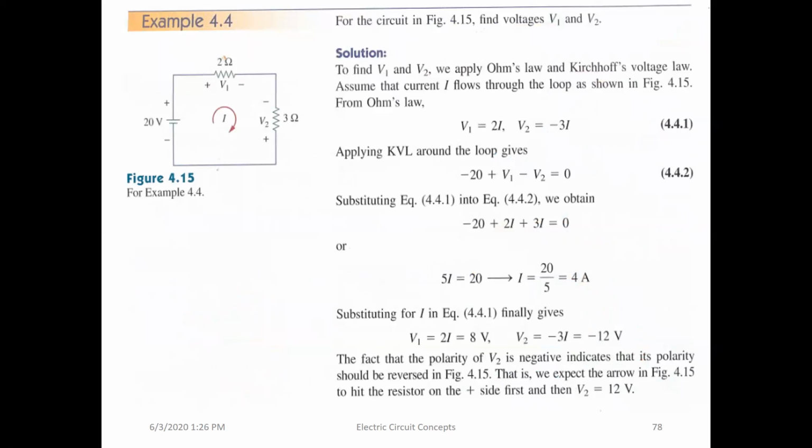Okay, another example. We need to find V1 and V2. Again, these are not given. So in order to find V1, I need to find I and then multiply by 2, which is the resistance. So V1 will be I times 2. And the same thing for V2, equal to 3 times I. So the only thing missing is I.